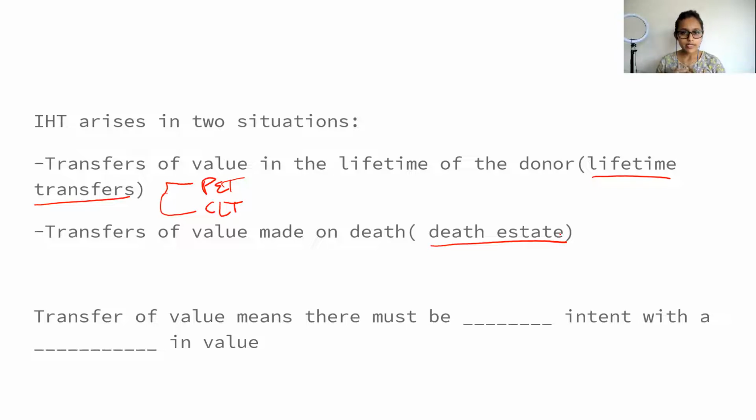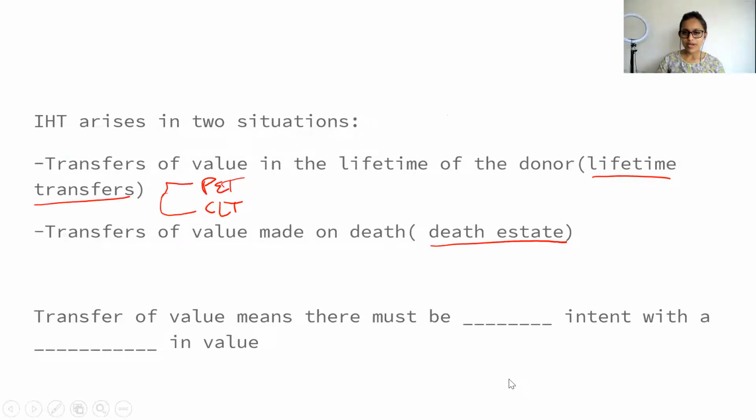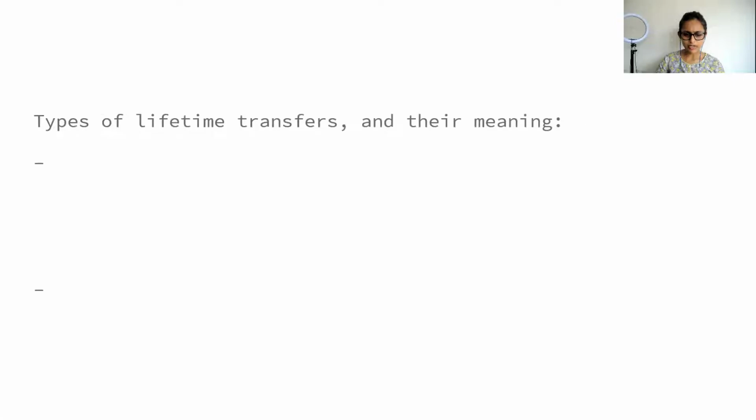And for IHT to arise, there must be a transfer of value and there must be a gratuitous intent with a diminution in value. Gratuitous intent means it must be with an intent of not making profits, and we are going to incur a loss, with a diminution in value. Diminution in value is one area where questions usually come up. We'll be considering that in a while.